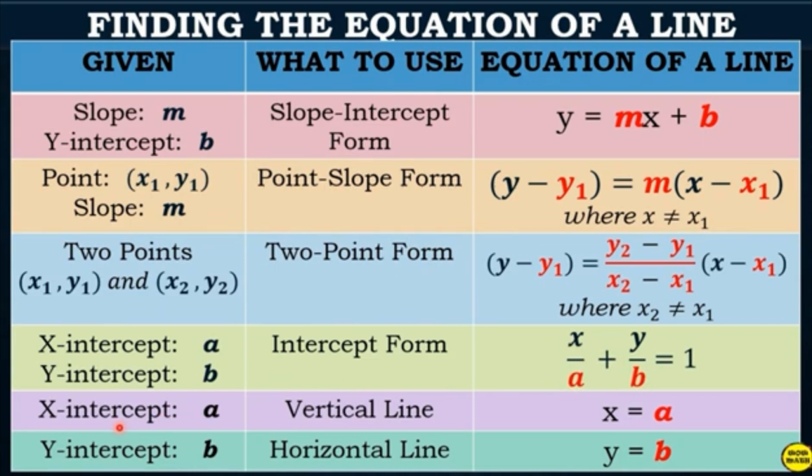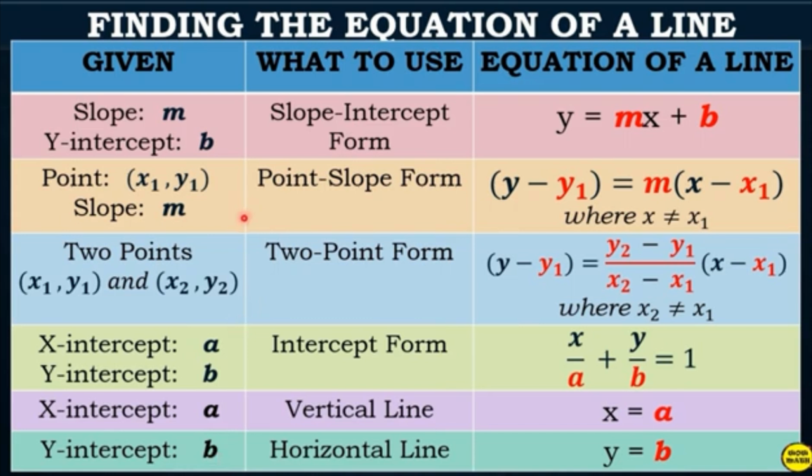Now, what if x ang given? So, what if x-intercept lang ang given natin, which is your A? Then, we will have x is equal to A. So, kapag ang given natin ay x-intercept lang, then that means that x-intercept is exactly the equation of a line. Okay? Same as, ganun din po sa ating y-intercept. Kapag y-intercept lang po ang given, and the graph of course is a horizontal line, then the equation of a line should be y is equal to b. So, itong b na to is kung ano yung given ng y-intercept.